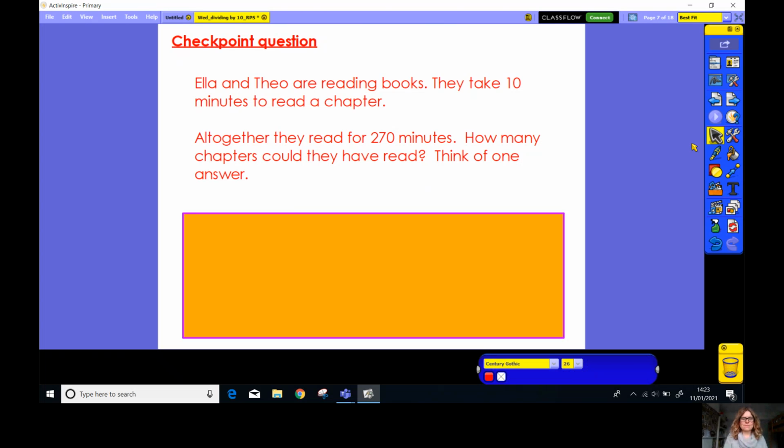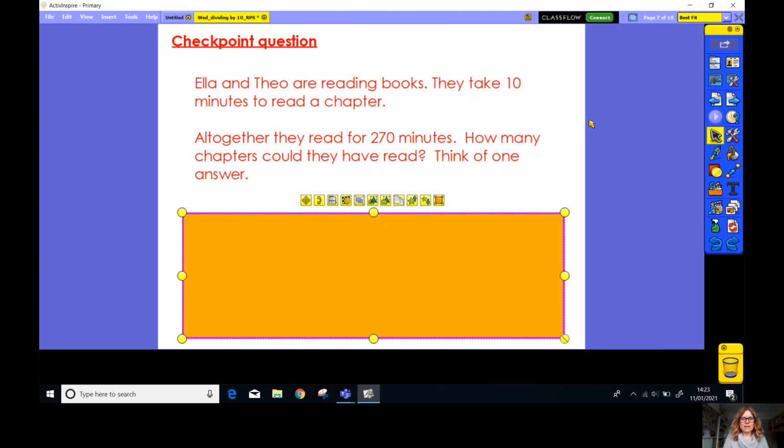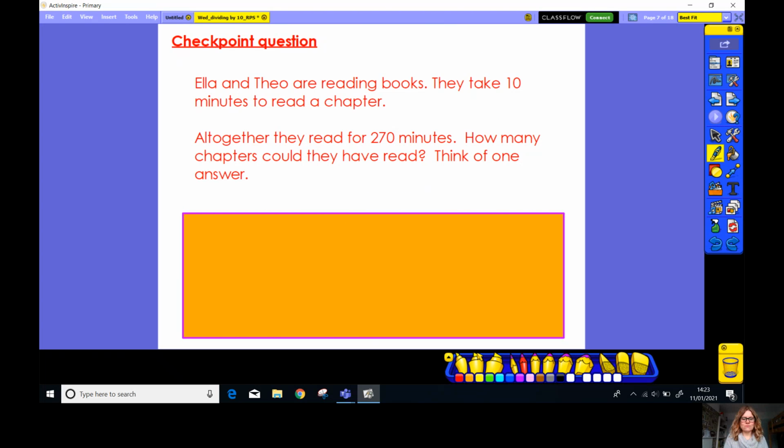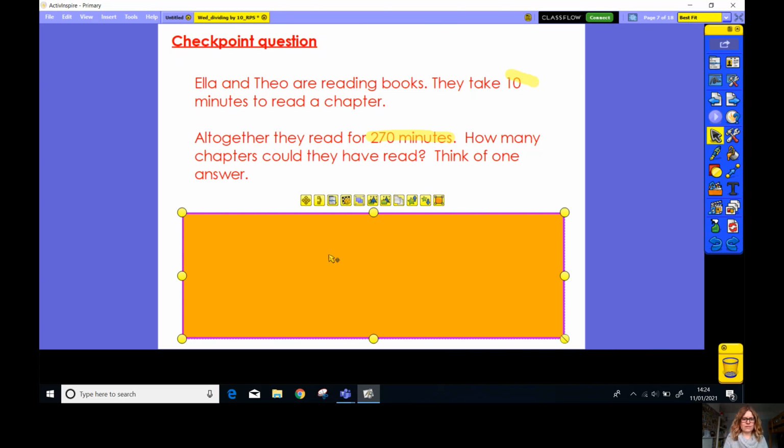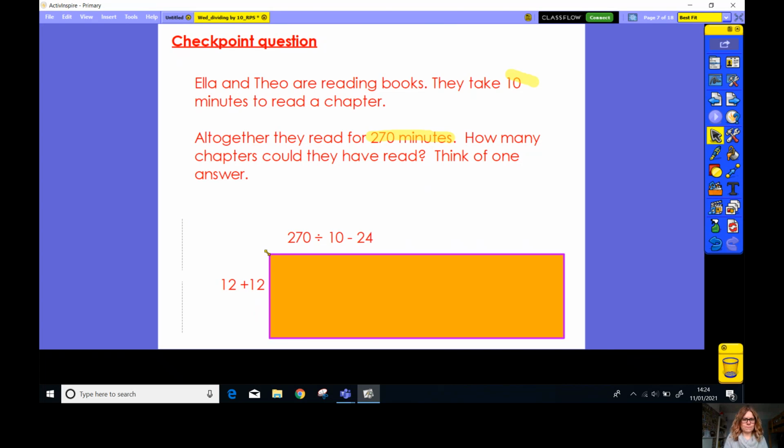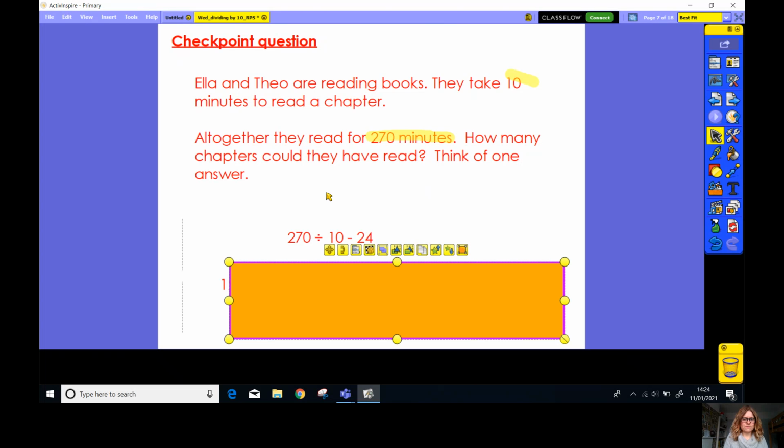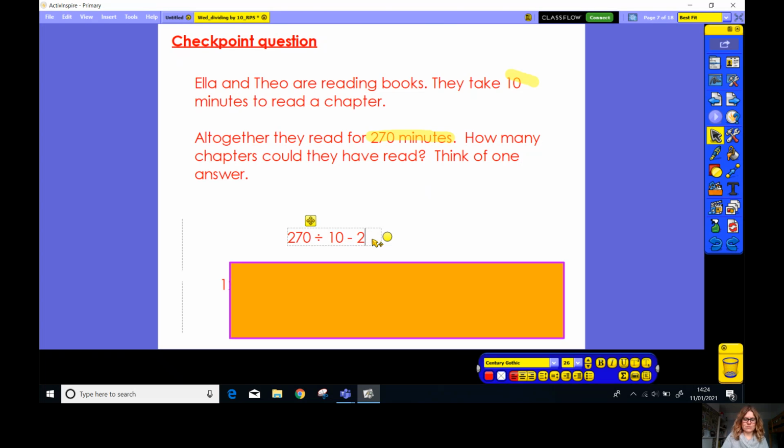Well done. Okay, so let's just highlight the key things here. They had read for 10 minutes, and they read in total for 270 minutes. So they took 10 minutes to read one chapter. So how many chapters did they read altogether? Well, let's have a look. They had 270 minutes divided by 10 equals, oh, I've made a mistake. That should say 27.